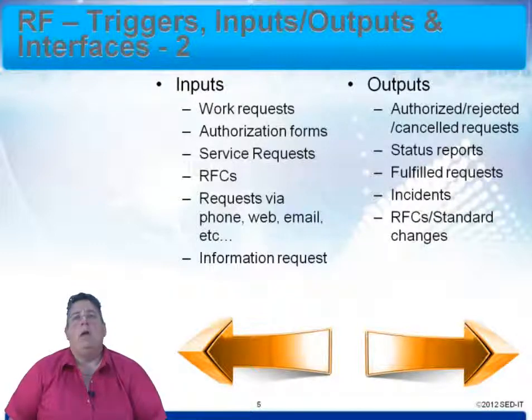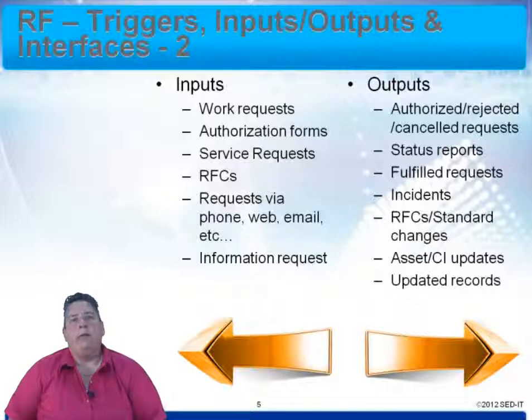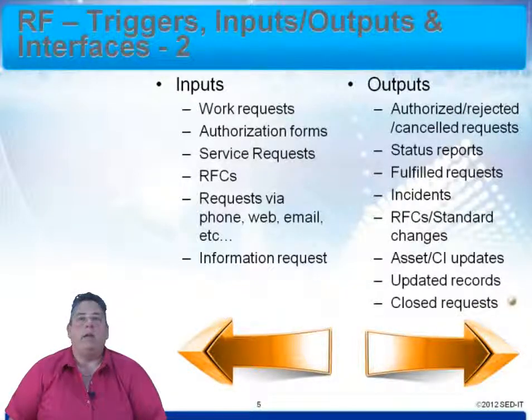Status reports. Where are we in the life cycle of the delivery of a request? Other outputs, fulfilled requests, potentially incidents. Did a request recreate an incident? And then we also can have the standard output of additional changes and RFCs. The last output would be the updating of information in the CMDB or an asset register, and those updated records as well as closed requests from the perspective of managing the process.